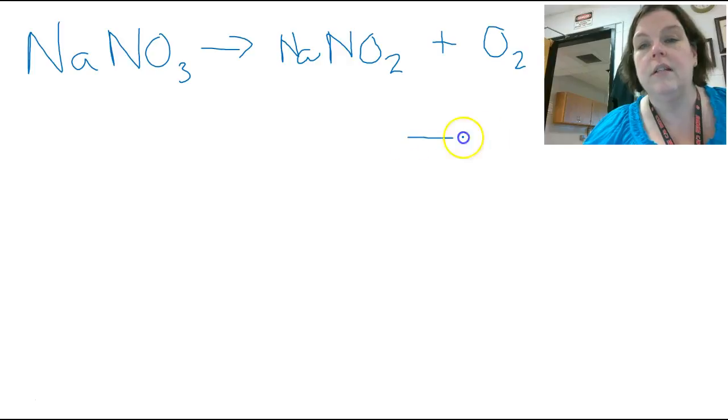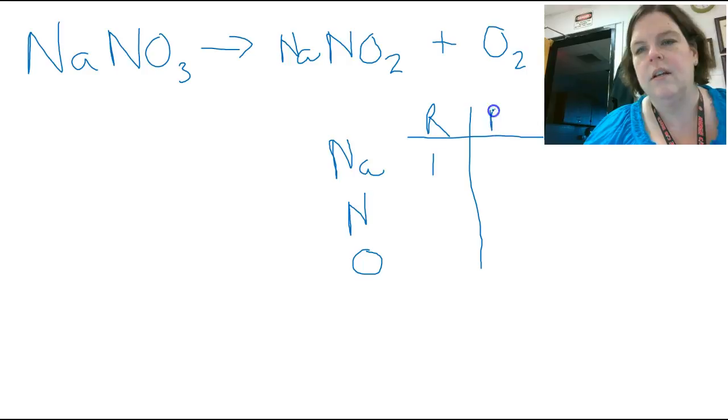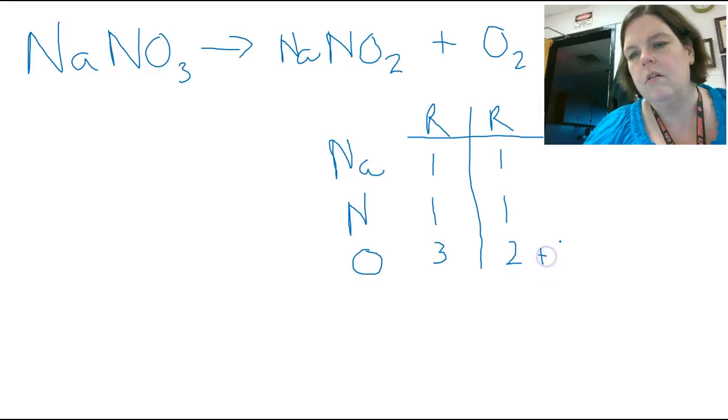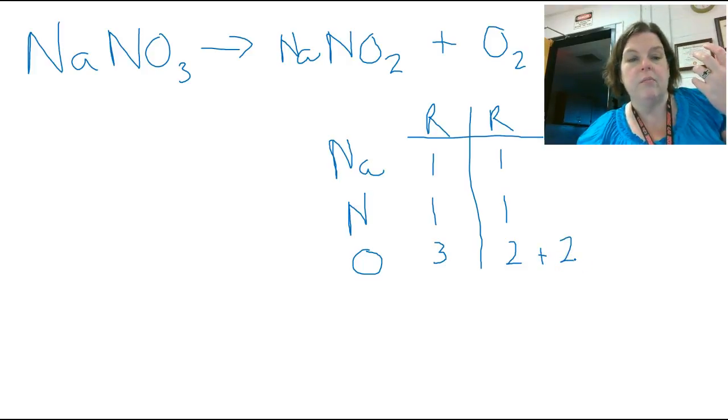So we, again, make a T-table. Okay, we have 3 things. We have Na, we have N, and we have O. I forgot reactants and products, just to help keep us tracked. On the reactant side we've got 1 Na, 1 N and 3 O's. On the product side, I have 1 Na, 1 N, and I have 2 plus 2 O's. Okay, so I'm going to see if I can balance this.